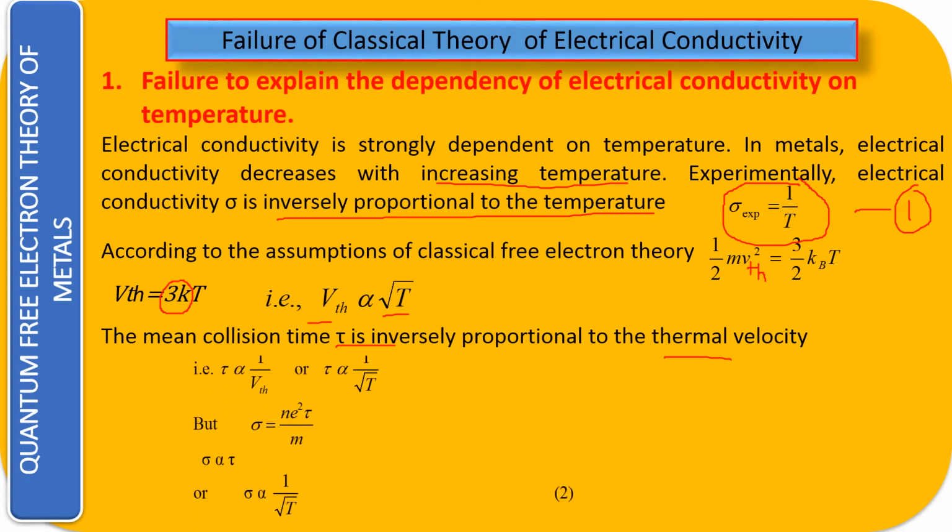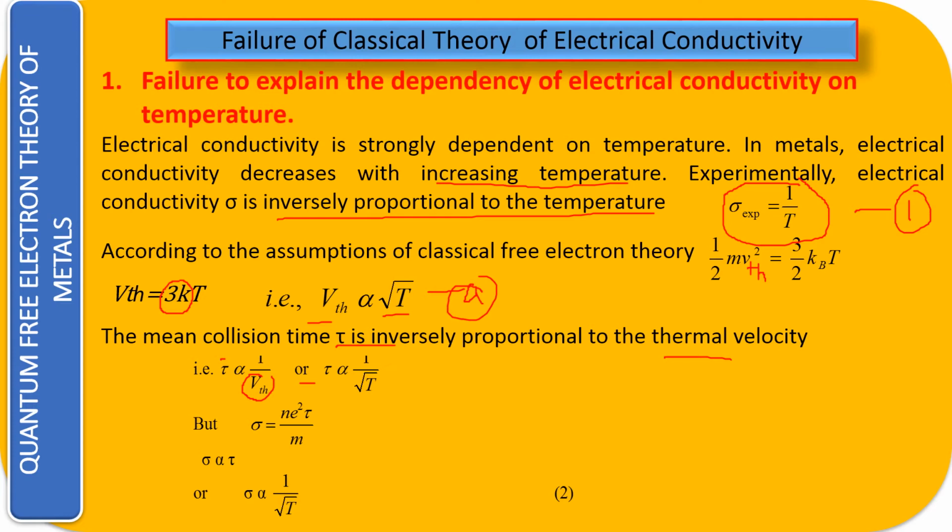So what we can say, the mean collision time tau is inversely proportional to the thermal velocity, and the value of the thermal velocity, let us suppose this is equation number A, I have substituted over here. So the tau value will equal how much? 1 upon square root of T, that I have substituted from equation number 1.